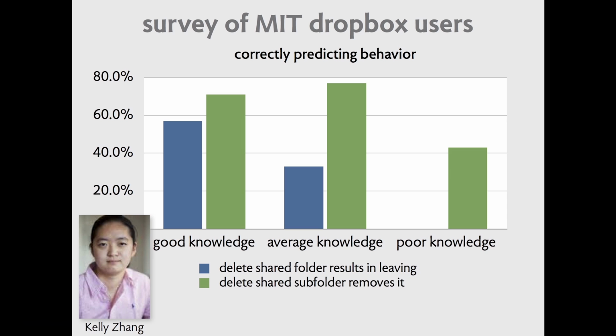Even the people with claimed good knowledge of Dropbox got the answer right only a little bit over 50% of the time. People who had poor knowledge didn't have a clue what deleting a shared folder did, and people with average knowledge got it wrong less than 40% of the time. So this could be a sign of trouble.